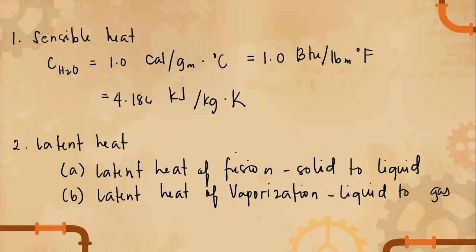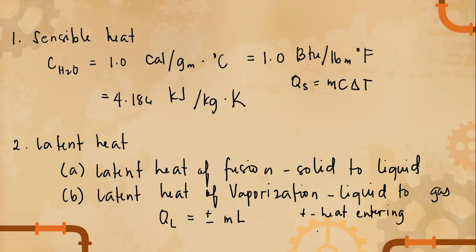For melting of ice at 0 degrees Celsius, the latent heat is equal to plus or minus mass times the latent heat. Positive means heat entering, negative means heat leaving. For the sensible heat, we have Qs equal to mc delta T. Here, QL is the heat needed, m is the mass, and L is the latent heat of fusion or vaporization. Positive is heat entering, negative is heat leaving.